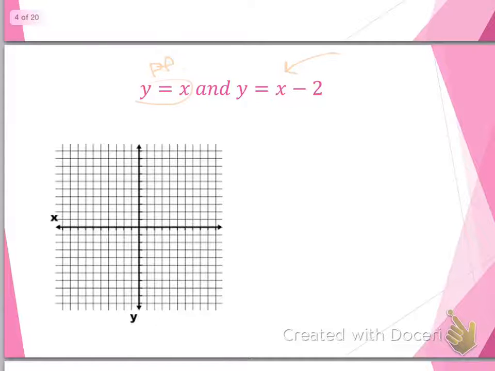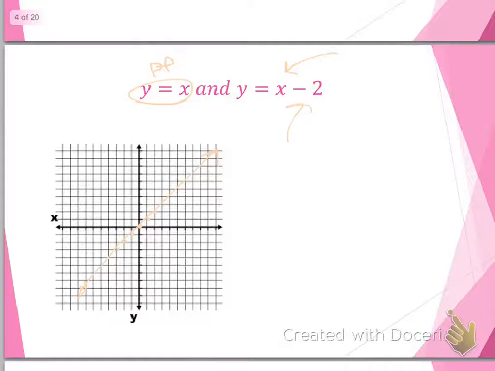Okay, so I'm going to do the parent function in this color first. I'm going to zoom in. Okay, so it was y equals x, so my y-intercept is at 0. I'm going to go up 1 to the right 1, up 1 to the right 1, or down 1 to the left 1. Okay, so that is my parent function.